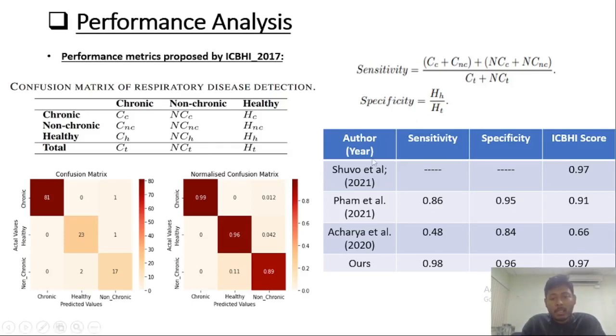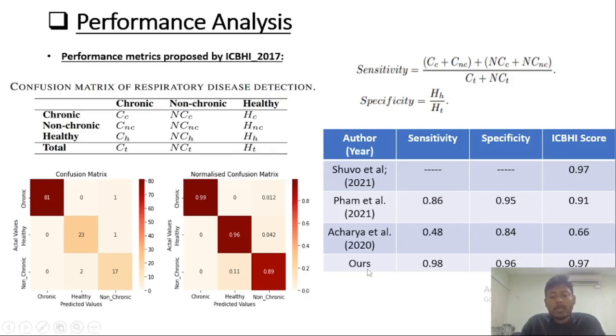So we can see the first paper, Shubo et al., published in 2021, got an ICBHI score of 0.97, whereas Farm et al. got an ICBHI score of 0.91. In the Shubo et al. paper, it was not stated how much sensitivity and specificity they got. They just showed the ICBHI score only. Palmetto showed their sensitivity is 0.86 and specificity is 0.95, and Acharya et al. got an ICBHI score pretty low, like 66% only.